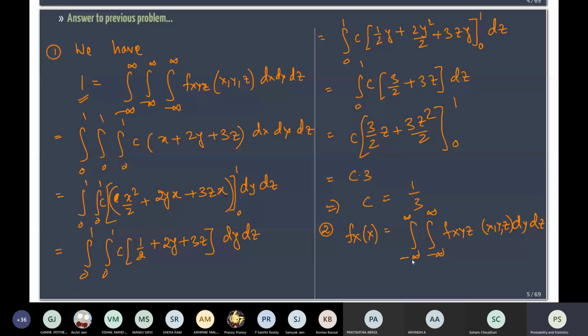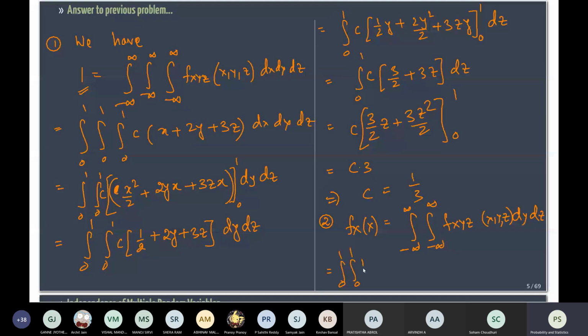Okay, so if we do that, it's a matter of integration again. So here I have to do it from 0 to 1 and 0 to 1. So these are the integrations, and then x plus 2y plus 3z dy. You can solve for this to get the answer, right? So x will be remaining here, so it will be a function of x eventually.